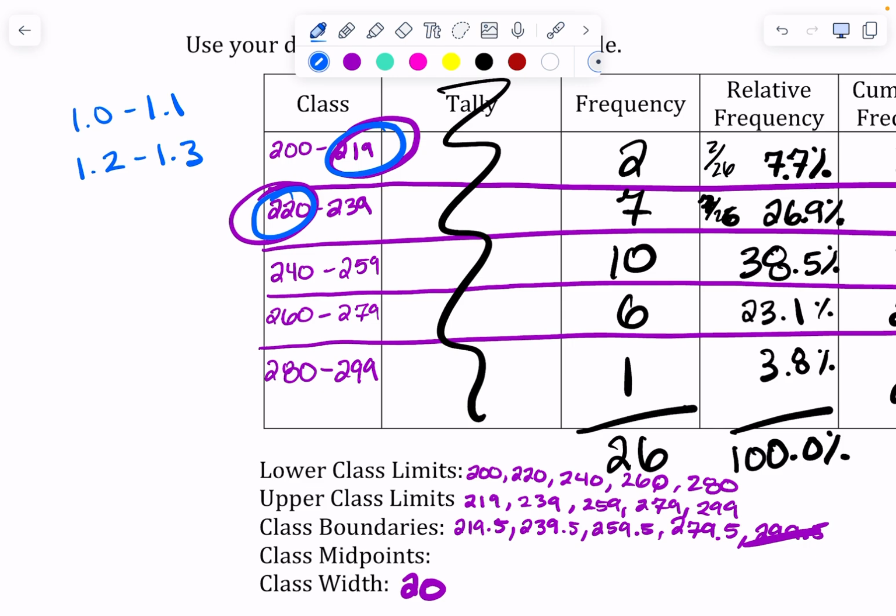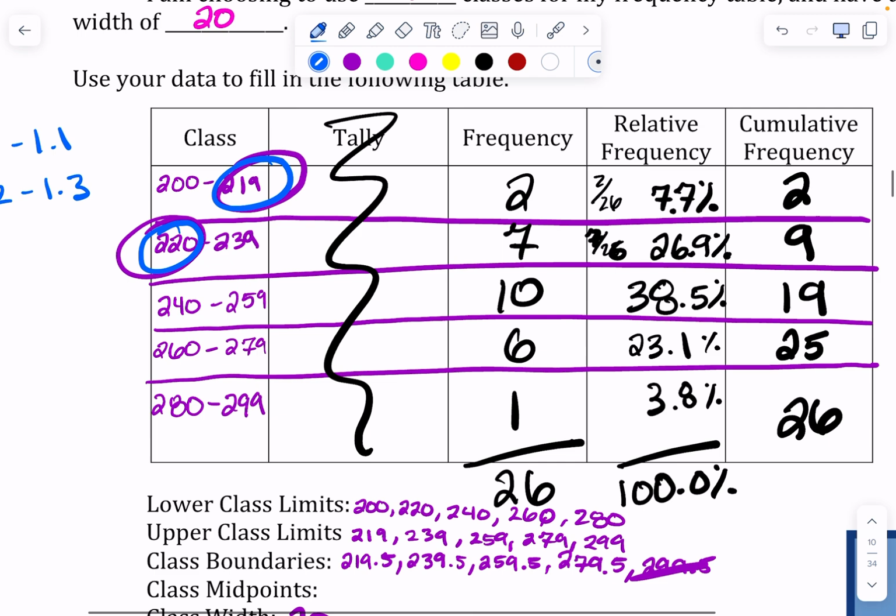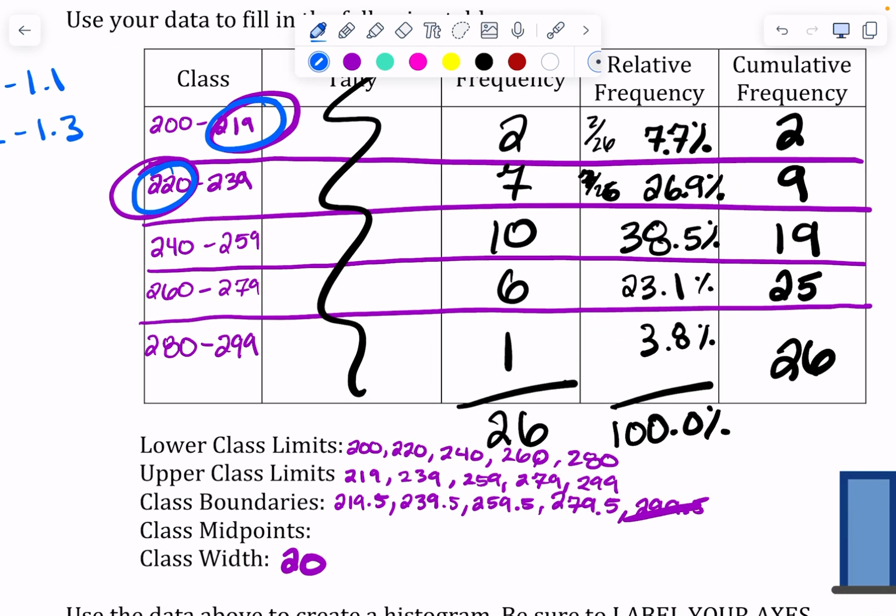All right, class midpoints. What's halfway between 200 and 219? 209.5?